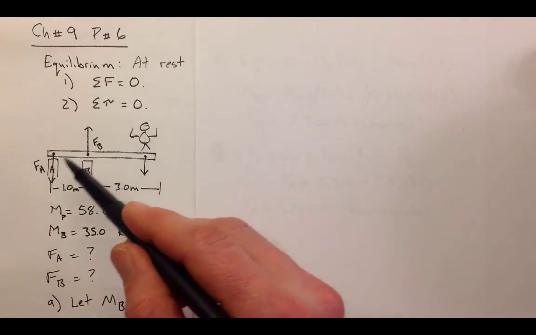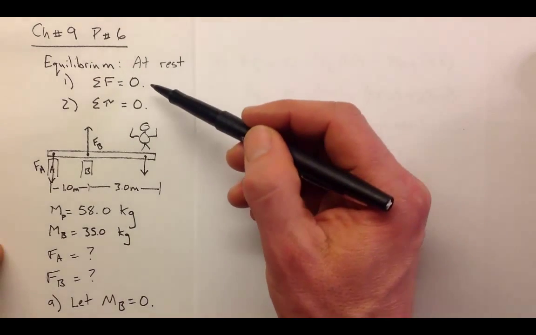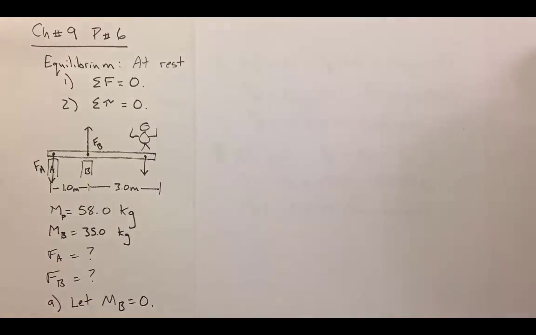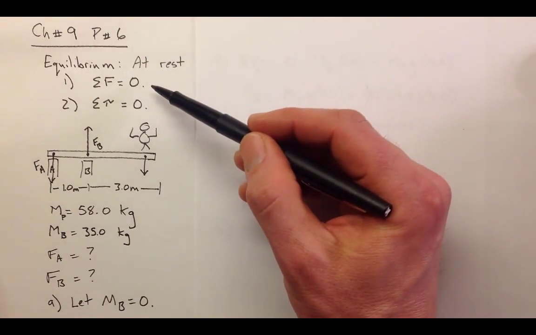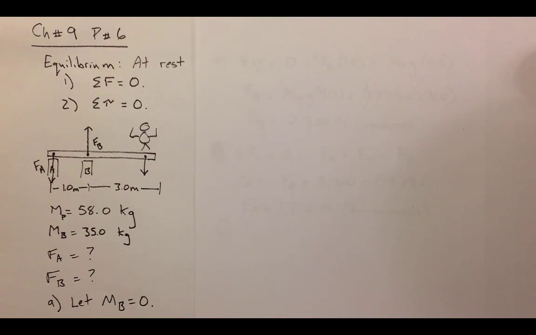Anyway, if we can get these three forces to equal out, then we should be able to get a diving board that is in equilibrium. That is, the net force acting on it must be zero, and the net torque acting on it must be zero as well. So for part A of this problem, we're going to assume that the diving board itself is very light. So we can ignore the mass of the diving board. And then it says, what would F A and F B be?